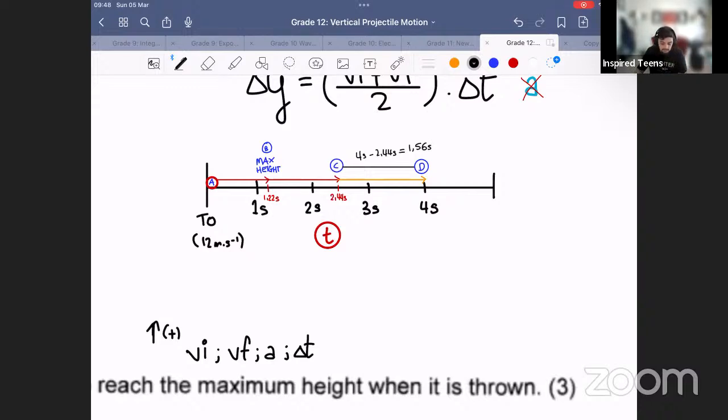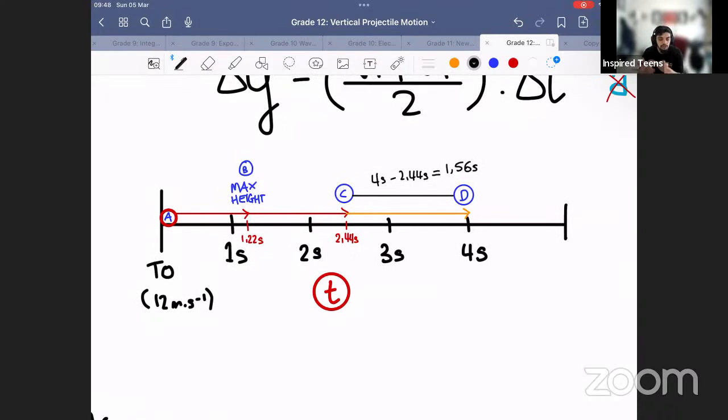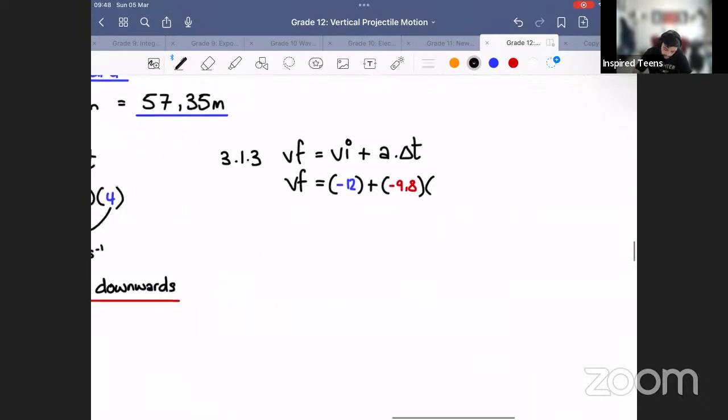Again, this is not 100% necessary. The person that said 4 minus 1,22, do you understand now why it's actually 4 minus 2,44? It's not extremely necessary to do it this way, but it's important to understand how vertical projectile motion and questions like this work on a timeline. So therefore, I have to use, and you'll see we'll get the same answer, 1,56.